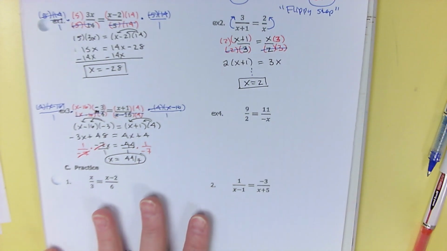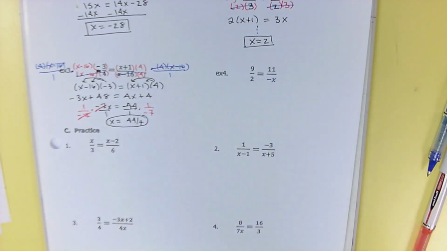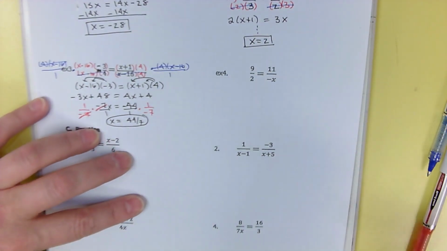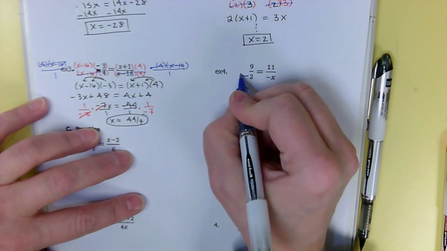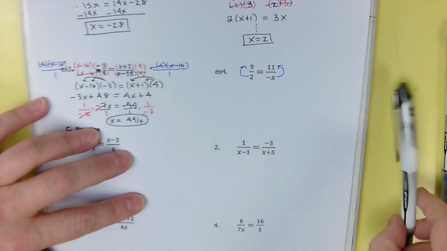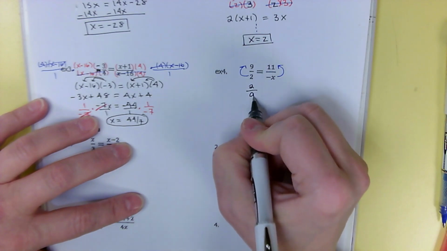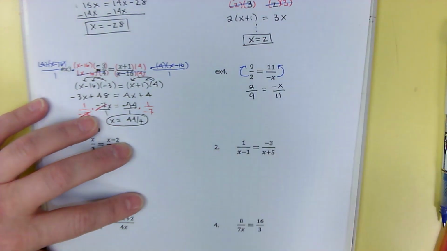Okay, example 4. This one also has an x on the bottom and no x's on the top. So again, you could use Flippy step. So flip both sides, you get 2 over 9 equals negative x over 11.